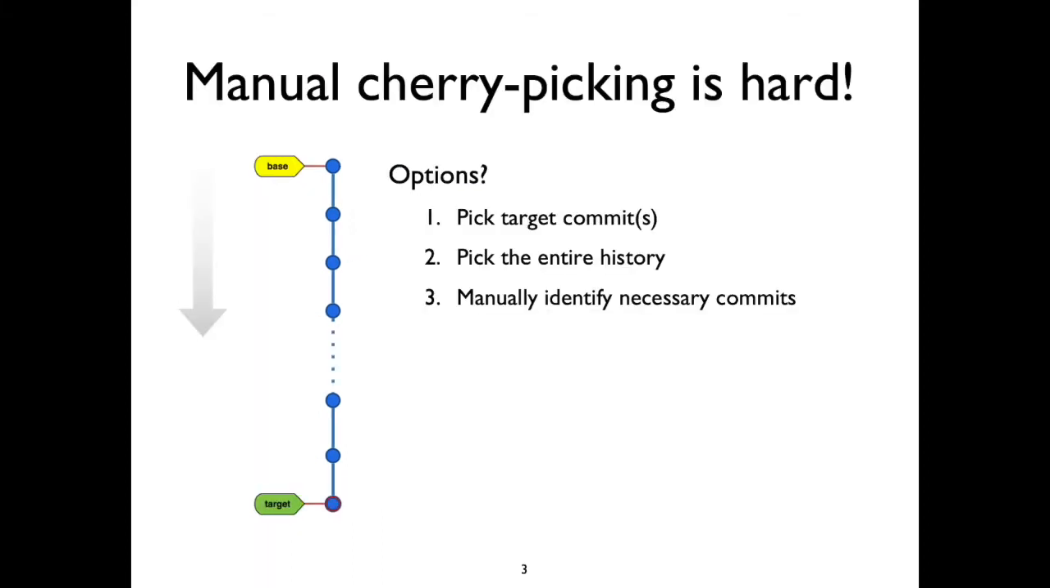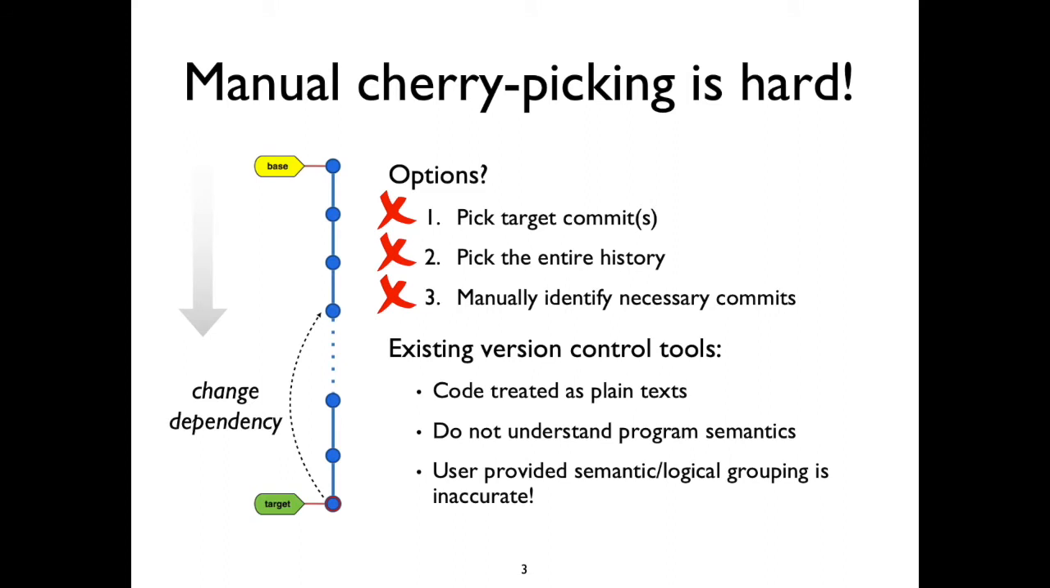However, identifying commits relevant for high-level functionality from the version history is a hard problem. Let's see what the options are. First, we can pick the target commit, which we think is implementing the new feature. However, depending on the base version we choose, this often ends up being not sufficient due to the dependencies on earlier changes. We can also pick the entire history, which would include a lot of unwanted changes. Finally, manual cherry-picking is time-consuming and error-prone, because existing version control systems treat code as plain text, and the user-created commits don't necessarily correspond to semantics of target functionality.